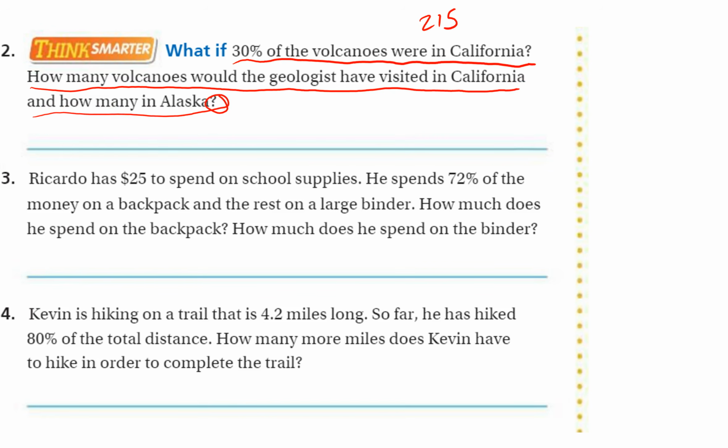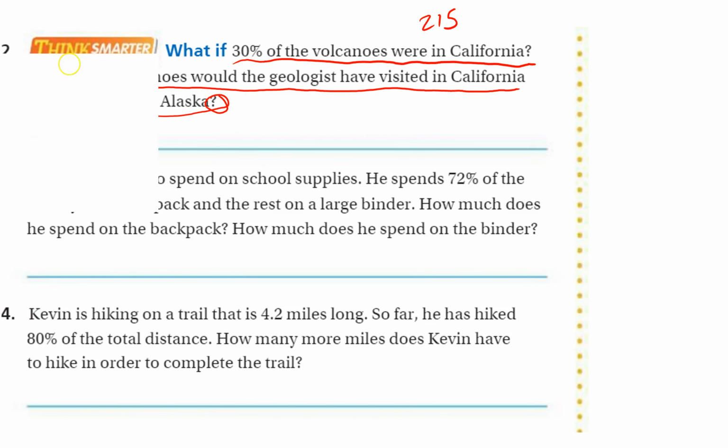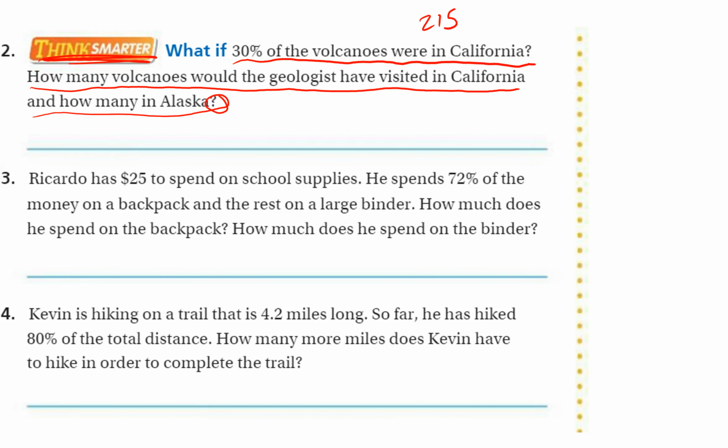Well, the nice thing about this problem is 30% is exactly twice as much as 15%. So knowing that, if I think smarter, I don't have to do that bar graph again. I can say, okay, 30% is twice or 2 times bigger than 15%. So the number of volcanoes he visited in California would be twice as many. So he would visit 12 in California.